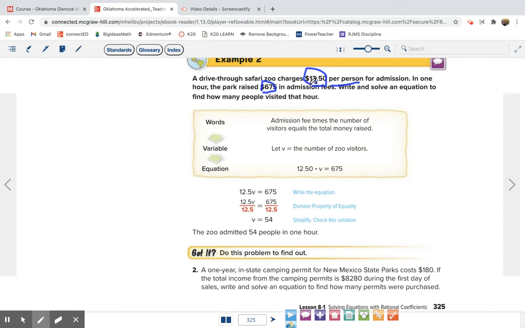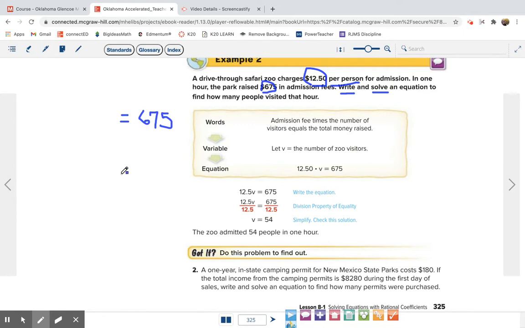Okay, that is essentially what you're doing to find the answer, but they want us to write and solve an equation. So we have to write an equation first. So if you already knew to divide, that means you're undoing the operation, which means there's multiplying somewhere in your equation. So if we go back, in 1 hour, the park raised $675 in admission fees total. That is your total. That's what your equation will equal.